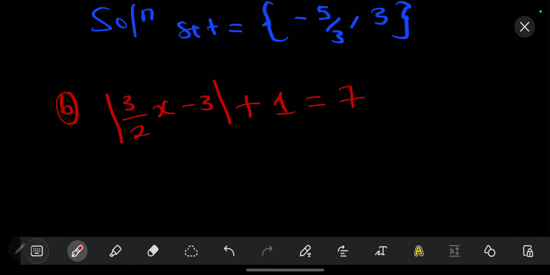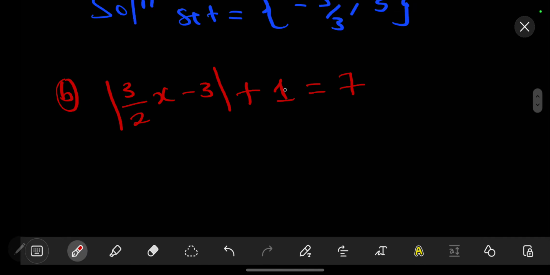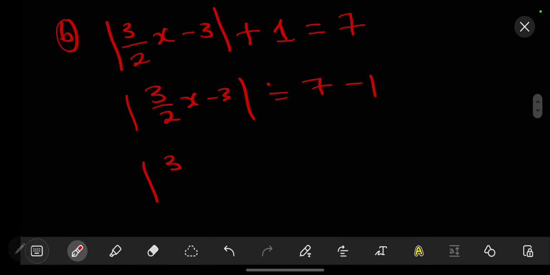So let's say you have this. You just take the one to the other side, so that we only remain with the modulus and one number there. So we are going to have 3 over 2x minus 3, which should be equal to 7, then we have -1. So we have the absolute value of 3 over 2x minus 3 equal to 7 minus 1, which will give us 6.